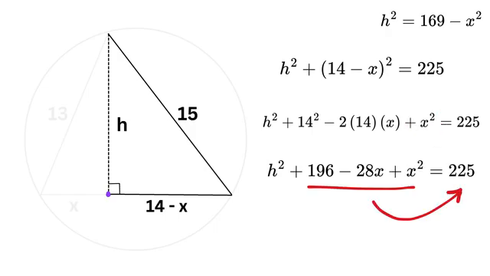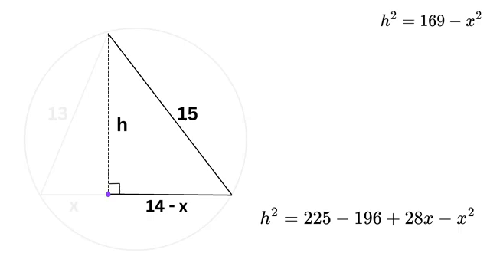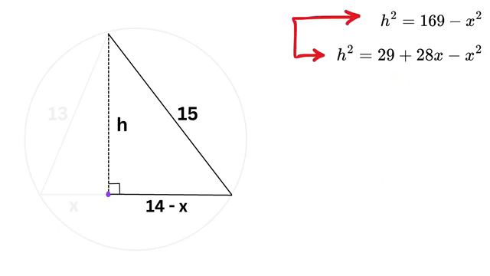Let's move the terms around to isolate h square. That gives us h square equals 225 minus 196 plus 28x minus x square. This simplifies to 29 plus 28x minus x squared. Now we have two equations for h squared. Since both have the same left-hand side, we can equate the right-hand sides. Therefore, 169 minus x square equals 29 plus 28x minus x square.